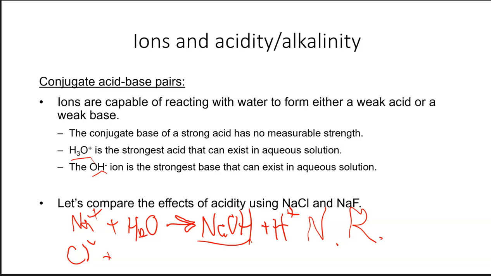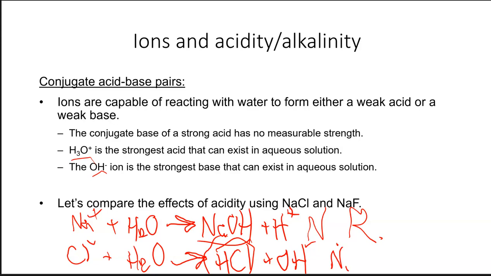Chloride ion could react with water to produce hydrochloric acid and leave behind hydroxide. Well, again, hydrochloric acid is a strong acid, meaning that there's no reaction here. So anytime you have a conjugate ion that reacts with water, if it produces a strong acid or base, that reaction will not take place. So it has no effect on the pH of solution.